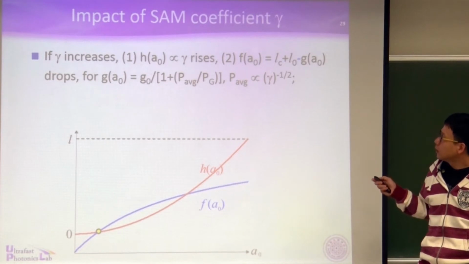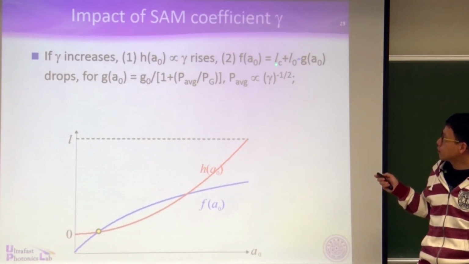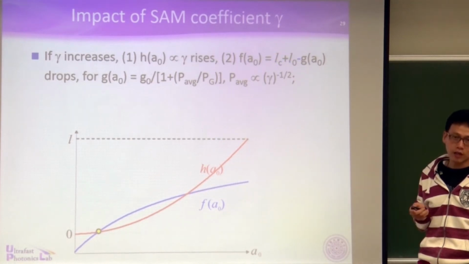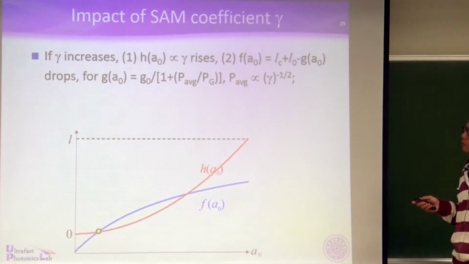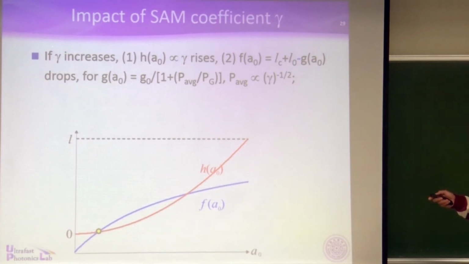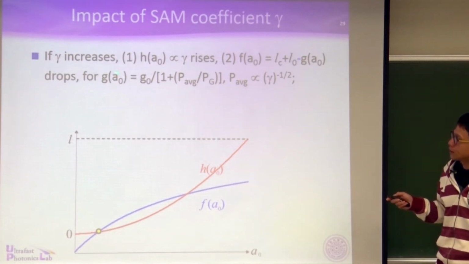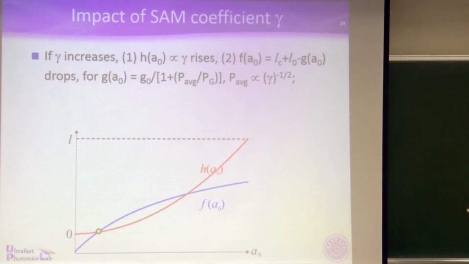And your F curve is governed by this relation: L_c plus L_0, just the constant, minus your saturated gain, G. G is a function of A_0. And this curve will drop as gamma increases. Why is that? If you check the formula for saturated gain, it's equal to small signal gain, G_0, over 1 plus average power over saturation power, where your average power is proportional to the square root of gamma and the inverse.